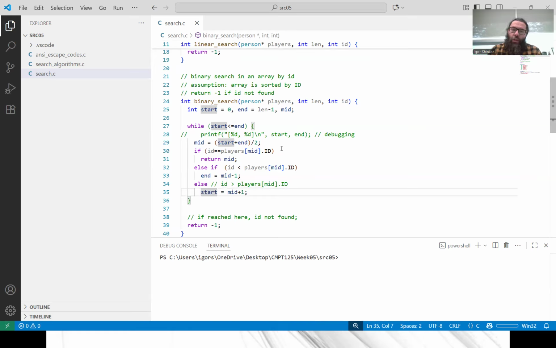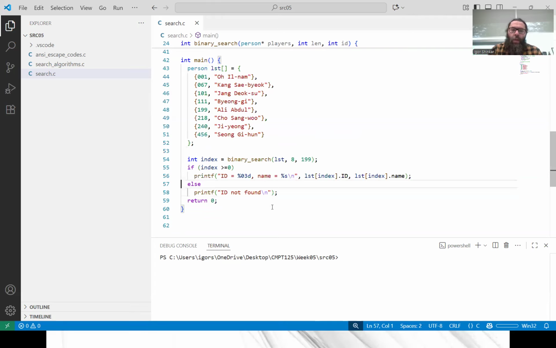So each time we take only half of the array. In each iteration of this while loop, the boundaries become half of the length of the previous length, right? Previously it was from 0 up to length, and then we make this half, and then this half, and so on. Okay, so that's the example.